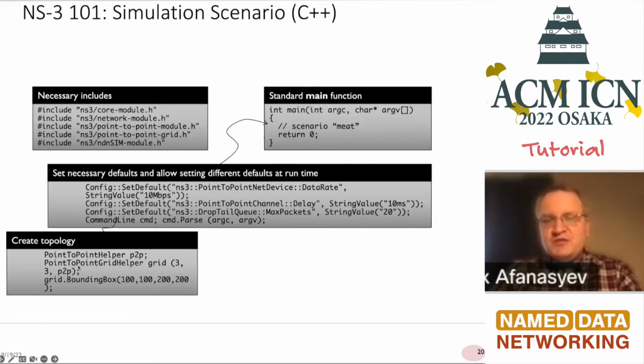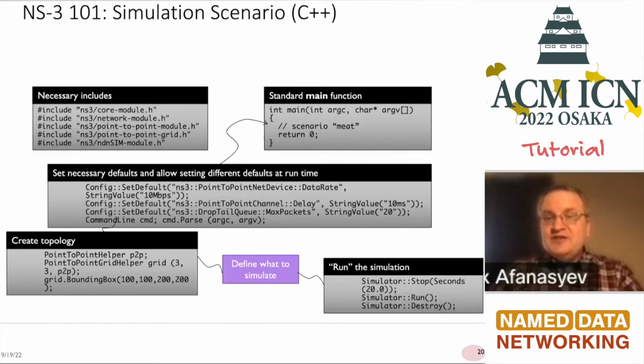Or if it was some kind of a Wi-Fi module and you were setting up not a point-to-point helper, but a Wi-Fi module, that distance would be in meters, defining how far away the nodes are from each other, like defining different signal patterns. In defining what to simulate, and finally run the simulation.